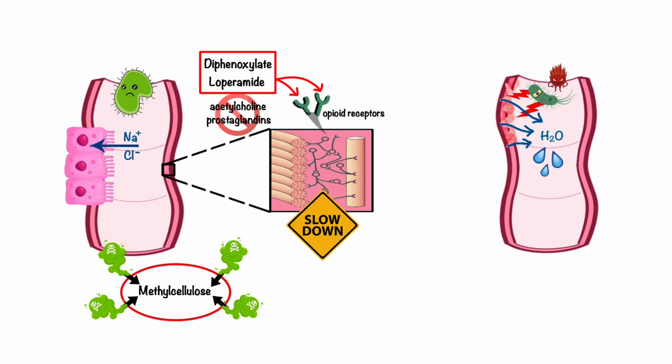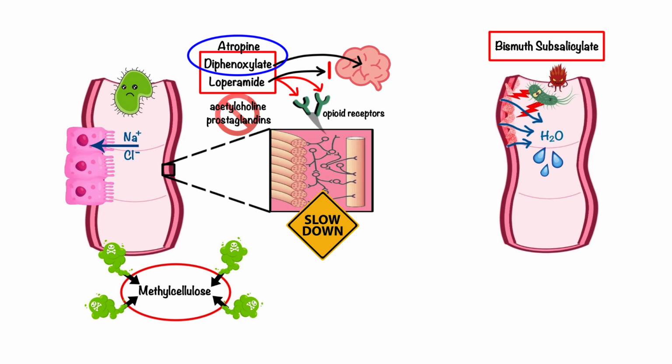One notable difference between these two agents is their ability to cross the blood-brain barrier. Loperamide cannot cross the blood-brain barrier to cause CNS effects. Therefore, it has low abuse potential. In contrast, diphenoxylate can cross the blood-brain barrier, so it is usually combined with atropine to prevent drug abuse. Lastly, we have bismuth subsalicylate, which works by inhibiting replication of certain bacteria and viruses, as well as reducing inflammation and decreasing the flow of fluids and electrolytes into the bowel.